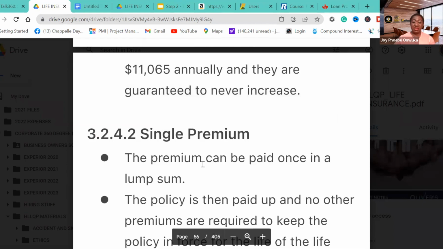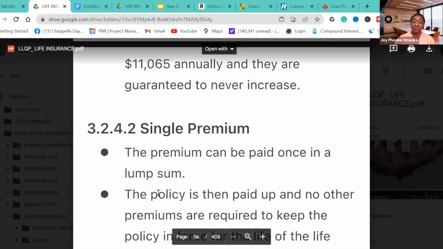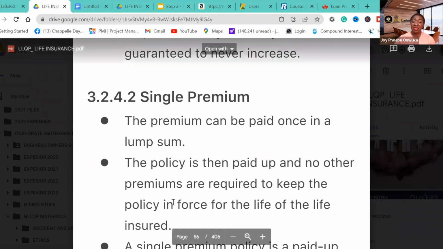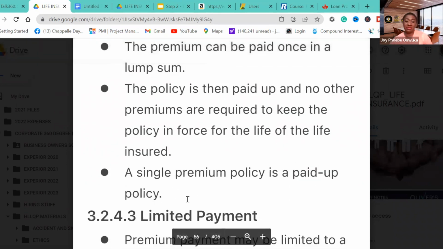Now we move on to single premium. The premium can be paid once in a lump sum. The policy is then paid up and no other premiums are required to keep the policy in force for the life of the insured. Wow. A single premium policy is a paid up policy.